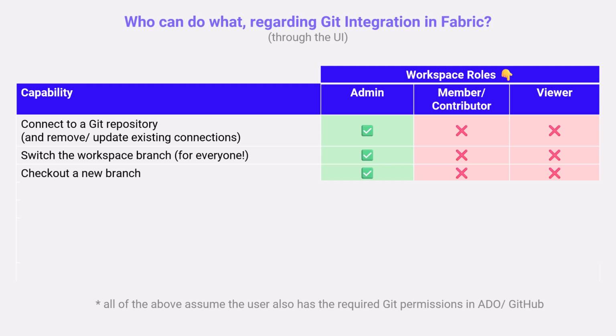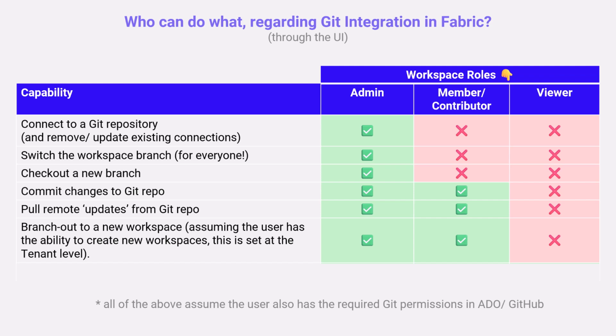So the way that branching works in Fabric, at least in the UI, is that when you change the branch, it changes for absolutely everyone. It's not on a personal or a session-by-session basis. You're changing the workspace branch. They can also check out a new branch, and again, that's going to change it for everyone. The contributor, member, and viewer can't do any of those things.